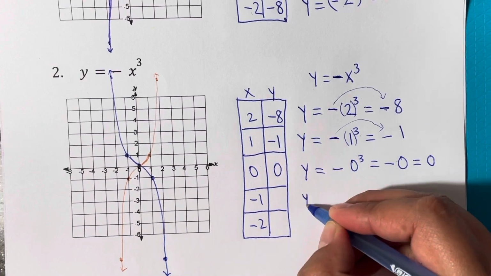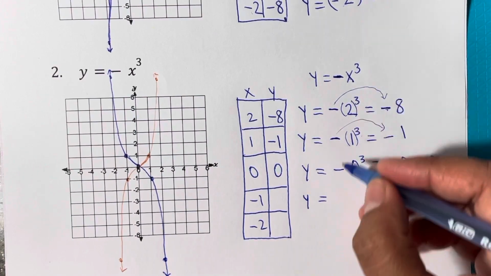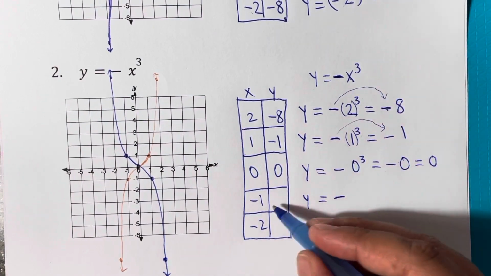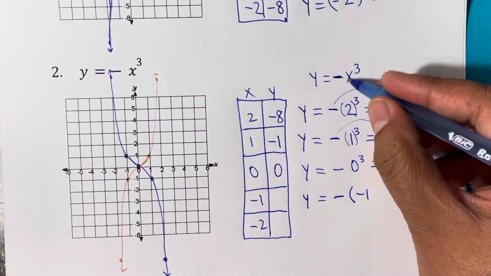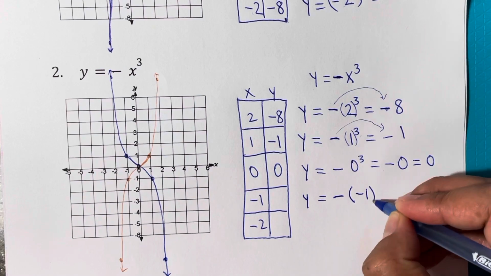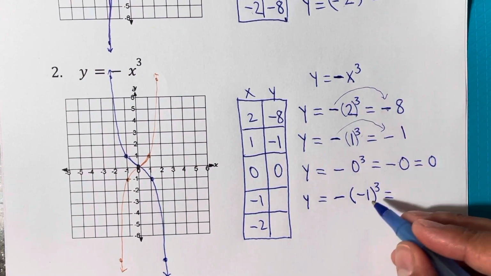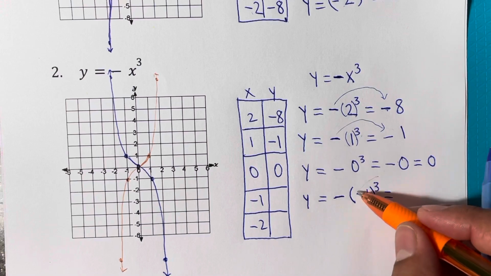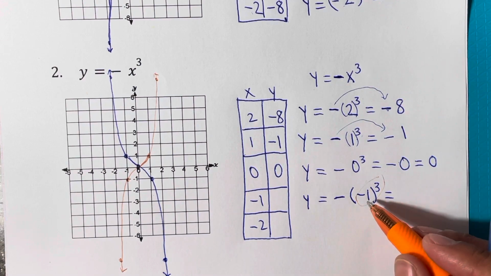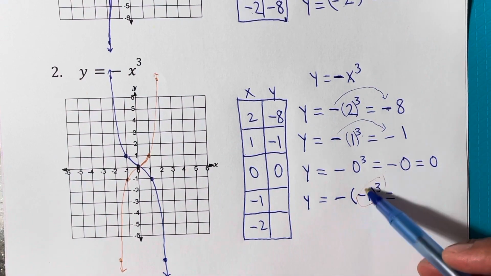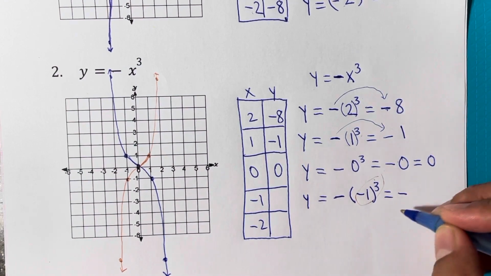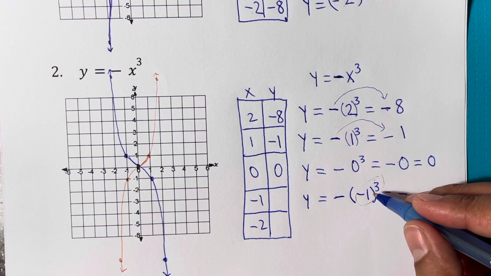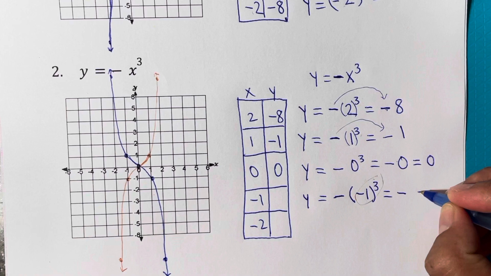For this one, bring over or bring down the negative. Then put between parentheses the negative 1 when you substitute the x. And that's cubed. This is the first part that we do because some people want to do, oh, negative times negative is positive. First, you have to raise negative 1 to the third power. And so bring over the negative. Negative 1 times negative 1 is positive 1. Times negative 1 is negative 1.